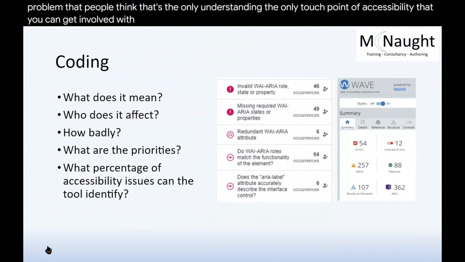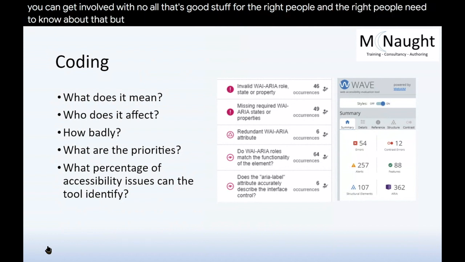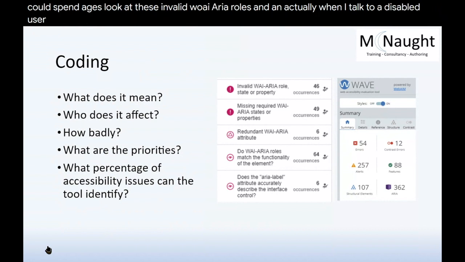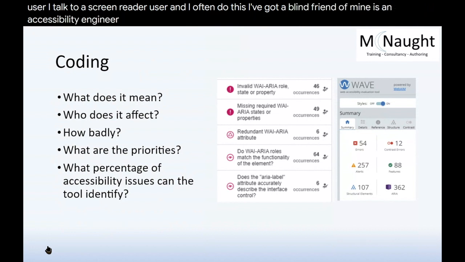Now, all that's good stuff for the right people, and the right people need to know about that. But they need to know what it means. They need to know who it affects. I could spend ages looking at these invalid WAI ARIA roles, and actually, when I talk to a disabled user, I talk to a screen reader user, and I often do this. I've got a blind friend of mine who's an accessibility engineer, and I'll say, I've got this problem. It's telling me this. Is that a big issue or a little issue?